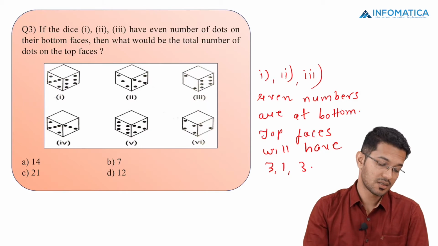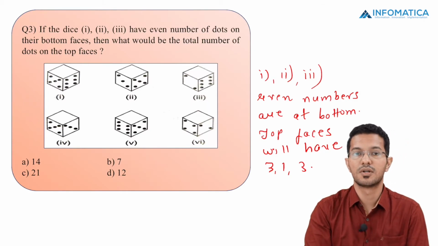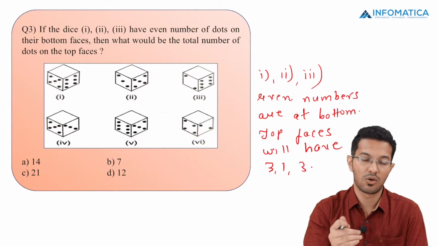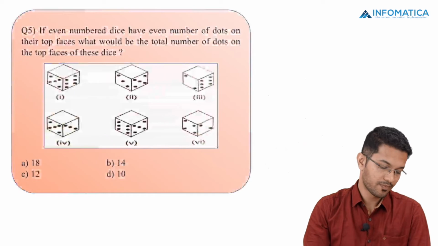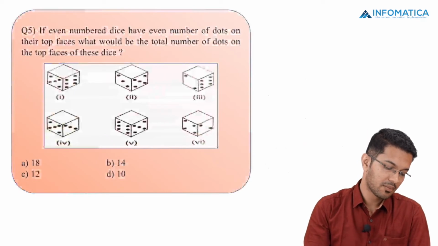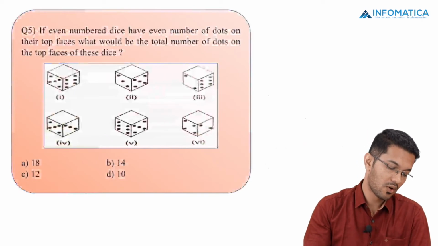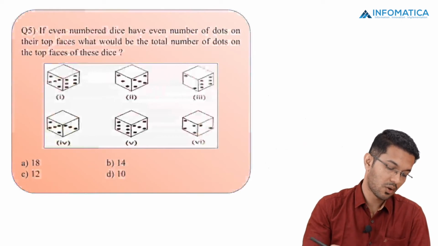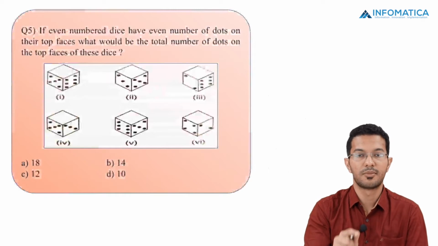So they have asked us what would be the total number of dots on the top faces. So what we do students, we add this. We will add 3, 1 and 3 and that gives us the answer to be as 7, which is option B. Now let me go for the next MCQ. They have said that if even number dice have even number of dots on their top faces, what would be the total number of dots on the top faces of these dice? So let me go for the solution.